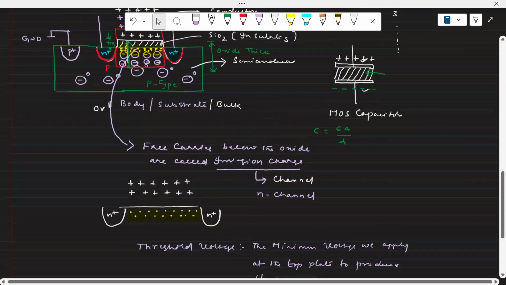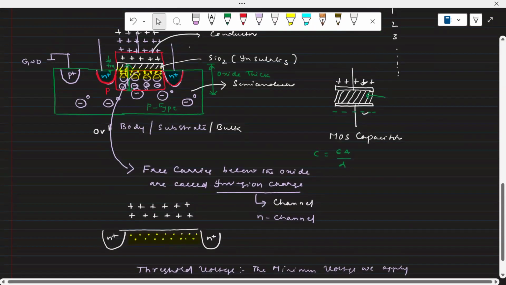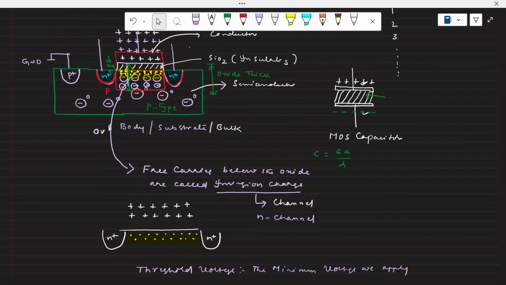Actually, the body has plenty of holes. But because of the potential we applied, the surface of the body near the oxide is converted into N type. Throughout the body it is P type, but under the silicon dioxide it is completely converted into N type. That's the reason it is called an N channel MOSFET.